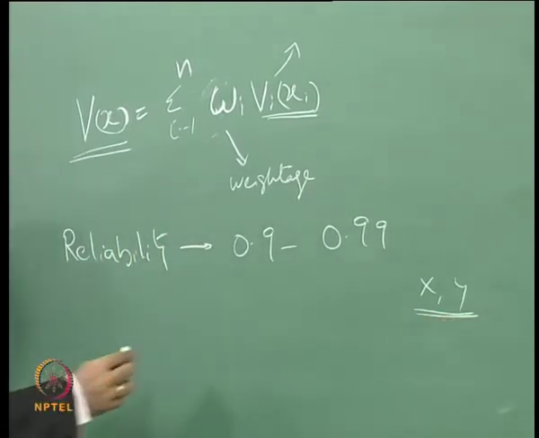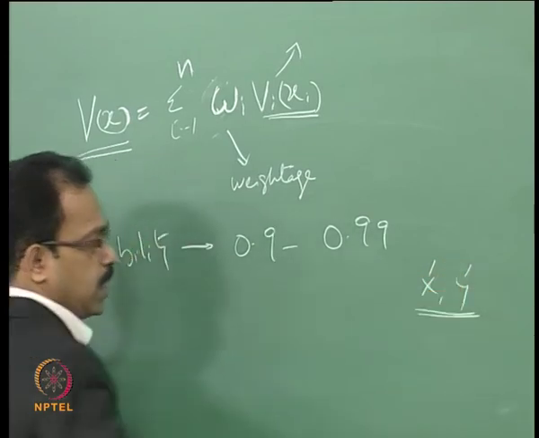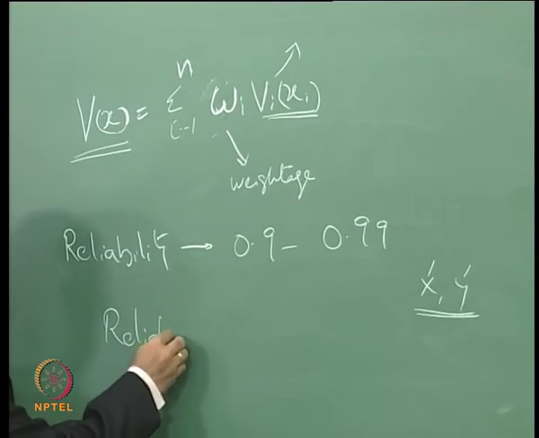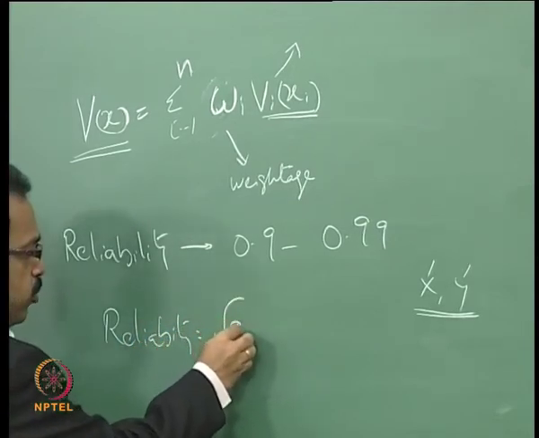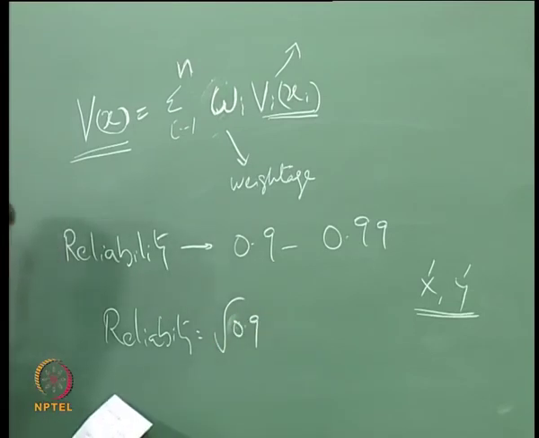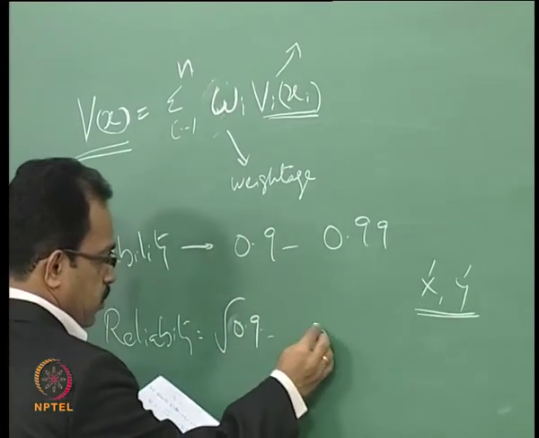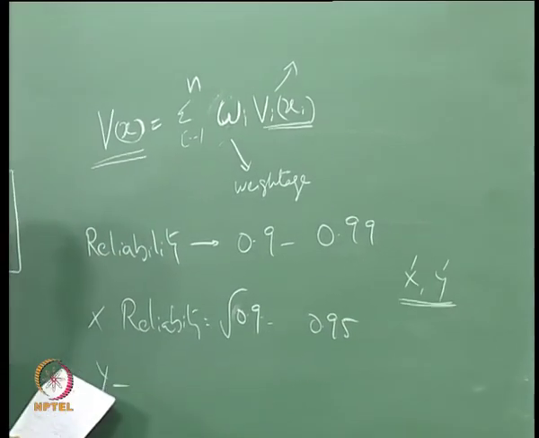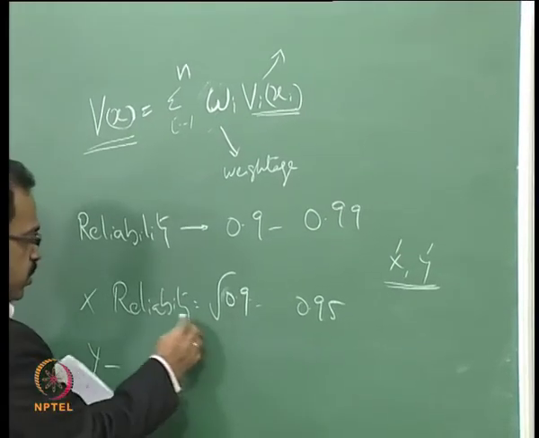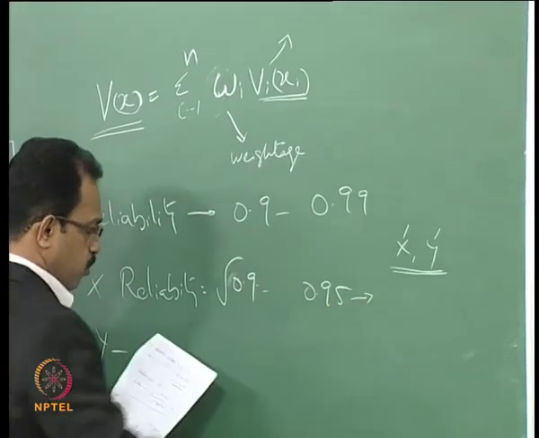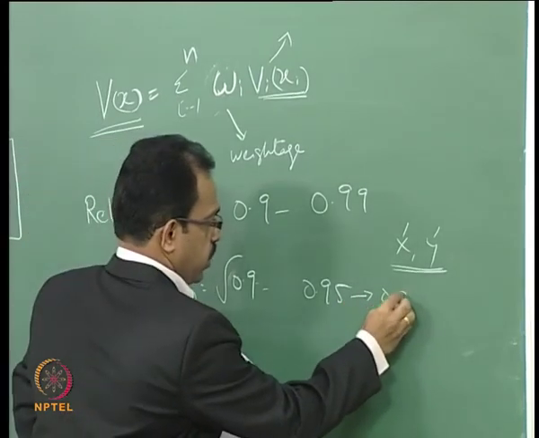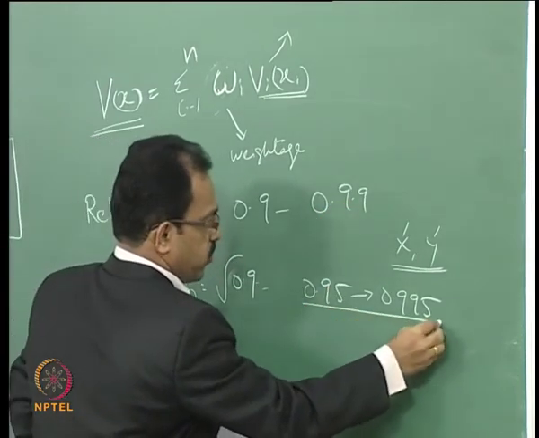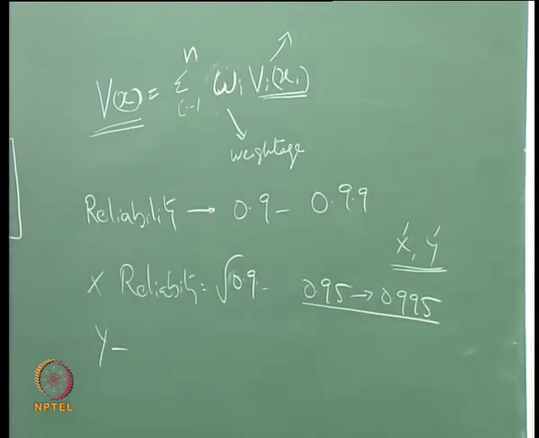So, you can have a function for what the reliability of x should be, and what the reliability of y should be. To get the reliability of x, you can take a simple measure, the square root of 0.9, which gives about 0.95 as the reliability of x, and for y also you can take 0.95. So it varies from 0.95 to 0.995, because we take the square root of 0.99 also. So, the reliability of x varies from 0.95 to 0.995.